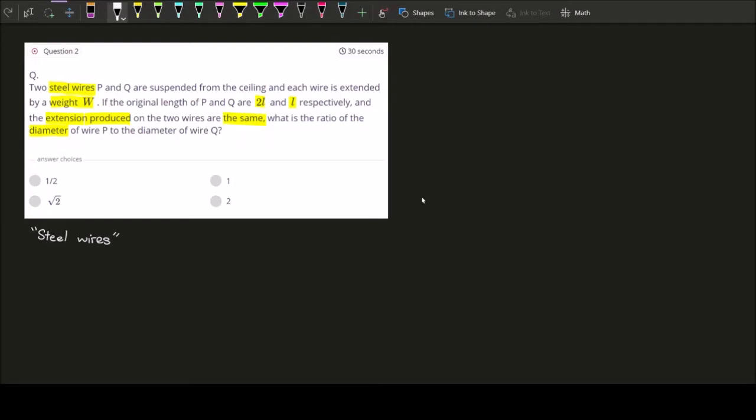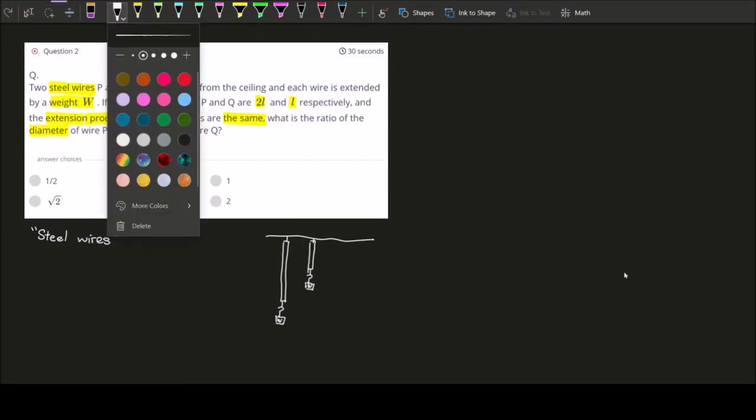Then you have two wires, P and Q, and they are both suspended from the ceiling. So if you have your ceiling, then you will have this steel wire P, and you have another steel wire Q. Steel wire Q is half of steel wire P, something like that. Both of them are extended by the weight W, and the extension produced on the two wires is the same. Let's just write down everything slowly and clearly.